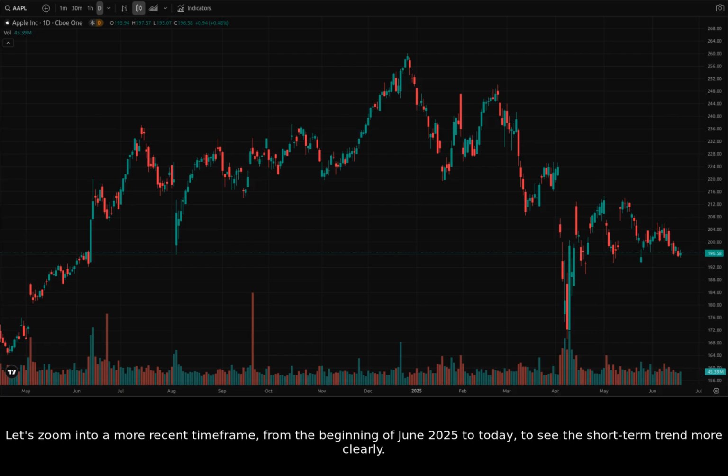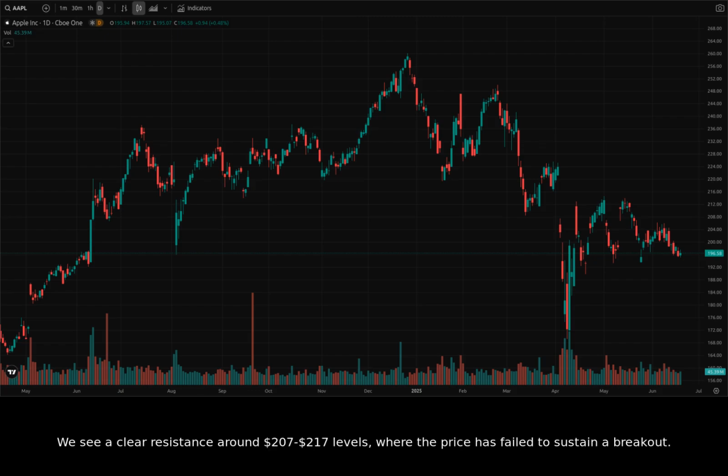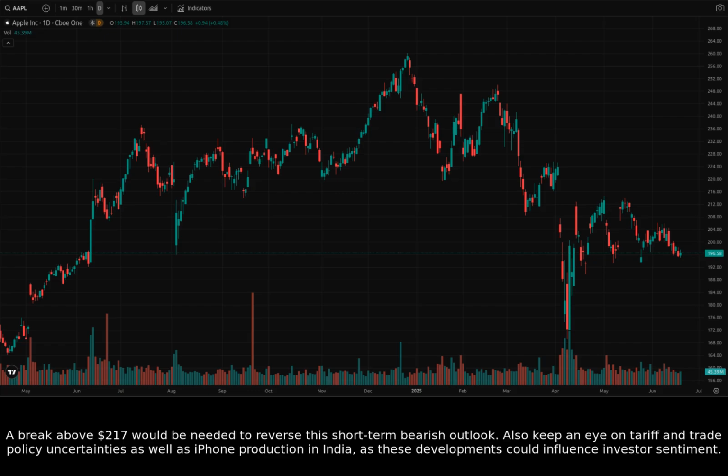Let's zoom into a more recent time frame, from the beginning of June 2025 to today, to see the short-term trend more clearly. We see a clear resistance around $207 to $217 levels, where the price has failed to sustain a breakout. The recent price action suggests bearish sentiment, and a failure to hold above $200 could lead to further declines. A break above $217 would be needed to reverse this short-term bearish outlook.